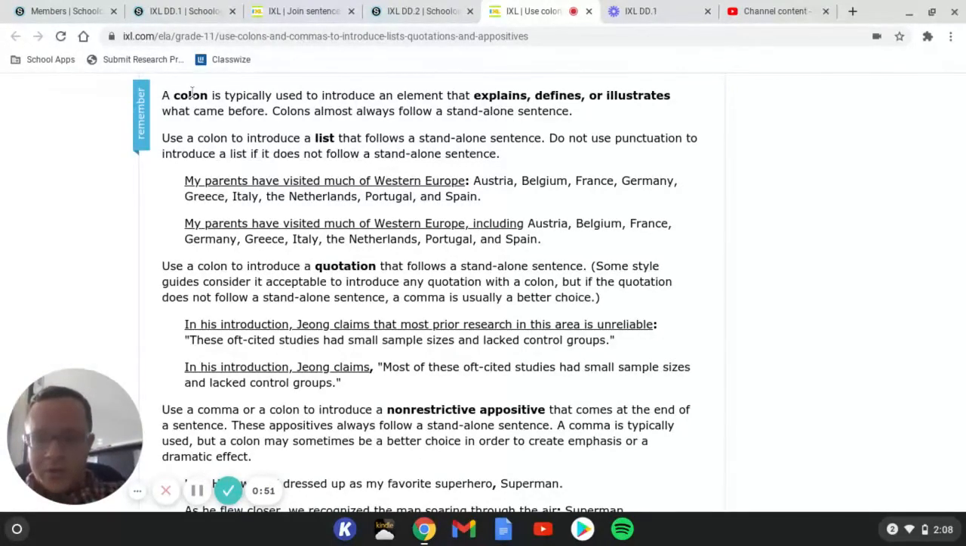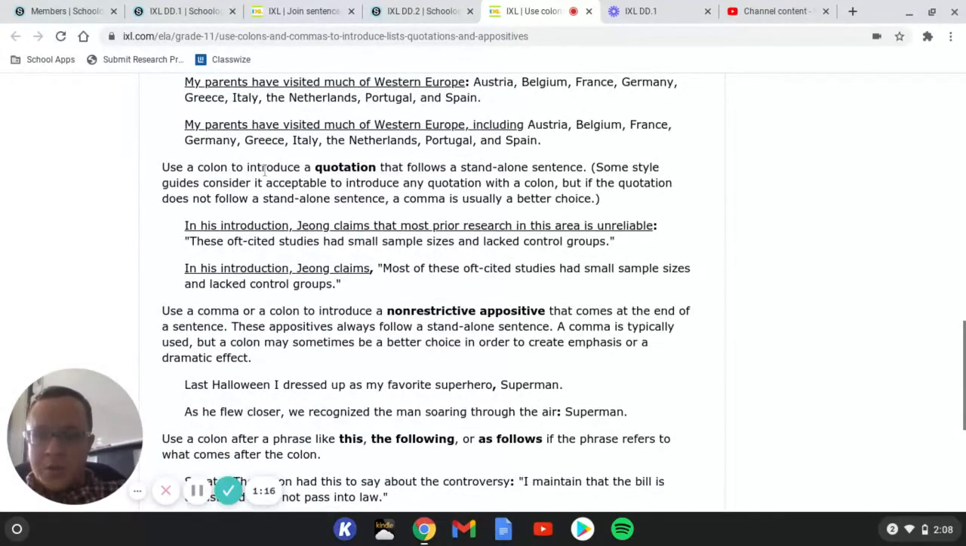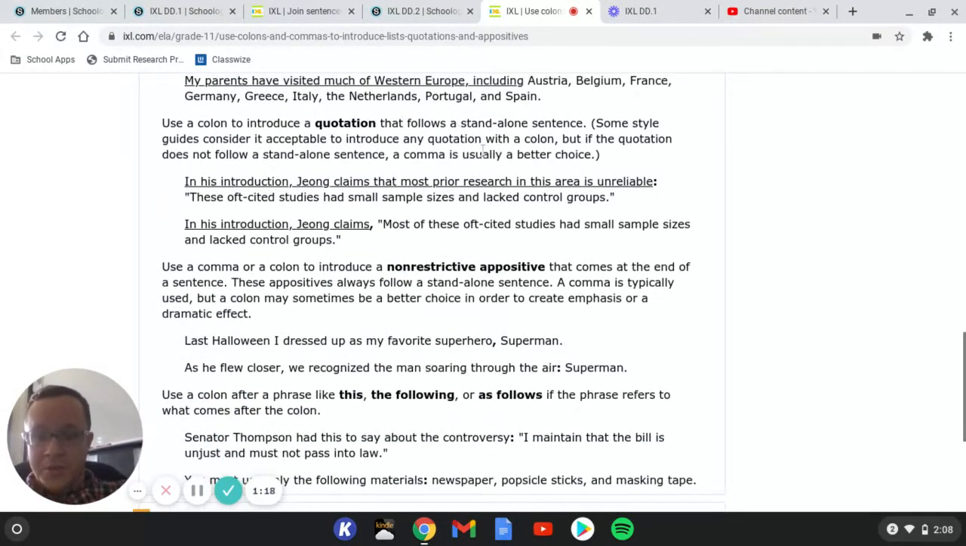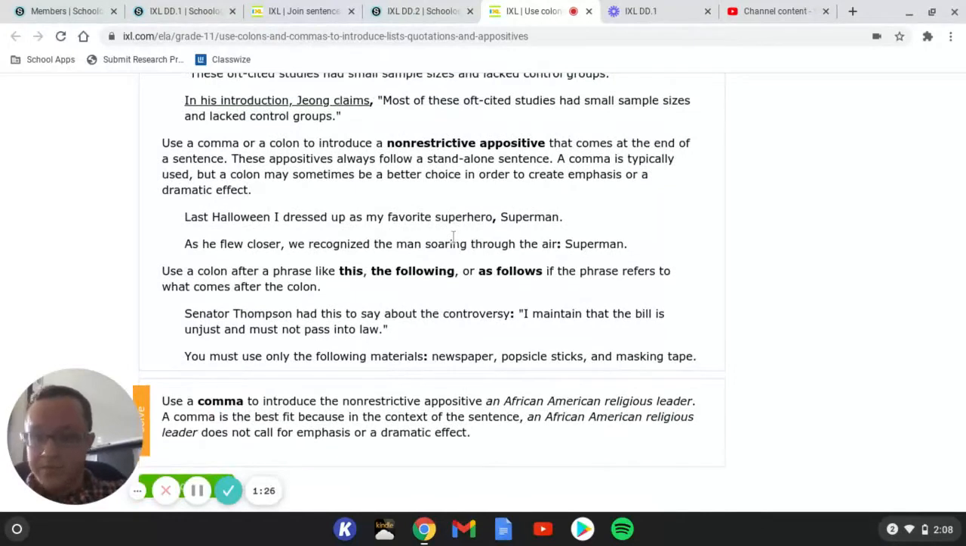So a colon is that thing with two dots on it. A colon is going to introduce a list that follows a standalone sentence. You do not use this punctuation to introduce a list if it does not follow a standalone sentence. You can use a colon to introduce a quotation that follows a standalone sentence as well. You guys are really good at this in your citations. You turn those things in a lot.